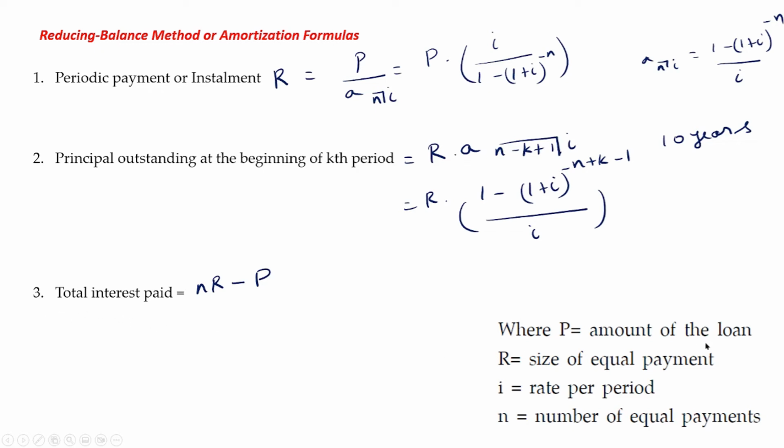So here P is the amount of loan, R is the size of equal payment or EMI, I is the rate per period, and N is the number of equal payments. We have to use this formula when we are asked to find EMI using the reducing balance method. To find total interest paid, this formula is used. Usually questions on EMI using the reducing balance method can be expected for 3 marks.